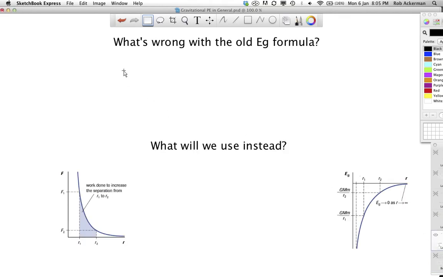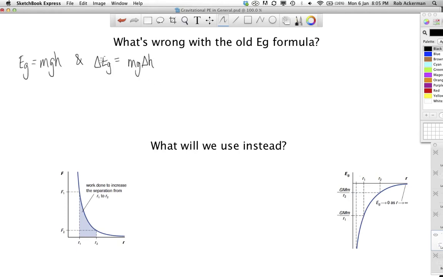First off, let's answer a question. What is wrong with the old EG formula? When I say the old EG formula, of course I'm talking about what you learned in grade 11 and what we also discussed a few chapters back. EG equals mgh and its cousin delta EG, which equals mg delta h.